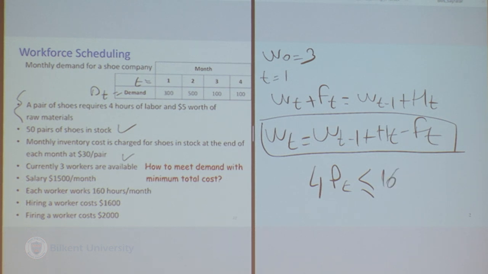Every worker works 160 hours for a month. If I write this constraint, 4 PT is at most 160 WT, everybody will come with a cost anyway. So at the end, the optimization will make sure that for production, I have enough workers. Got it?